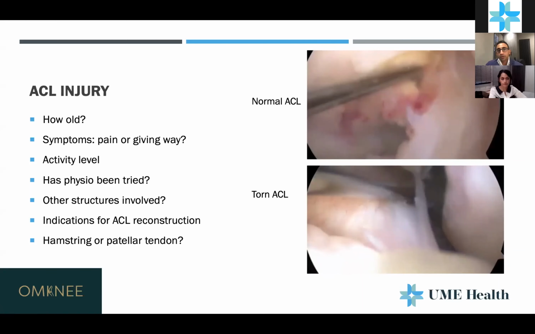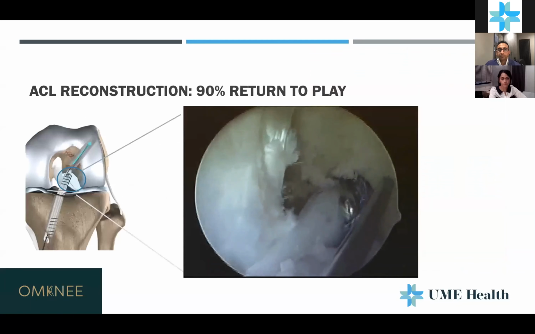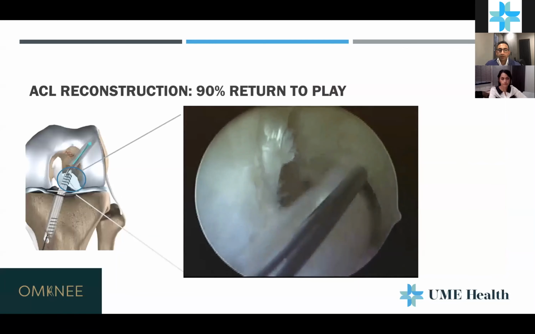However, in children, all anterior cruciate ligament injuries should be reconstructed early, not late. We know that if they're not reconstructed early, they get menisci tears and they have poor outcomes. And this is a new graft going into the ACL.